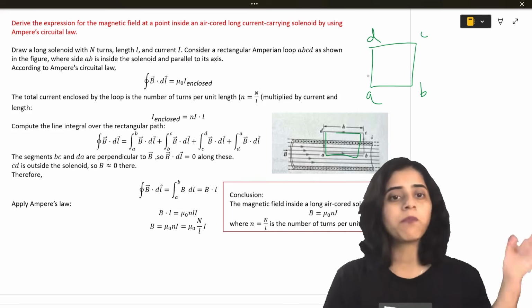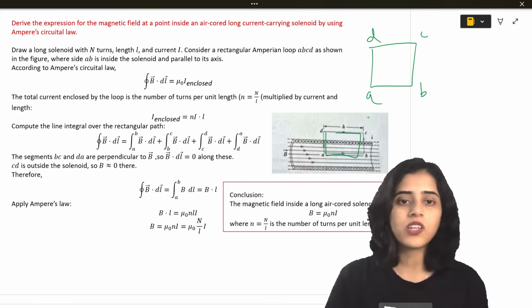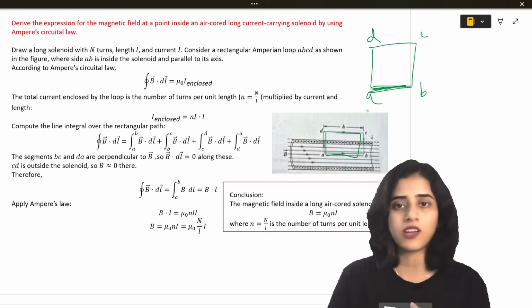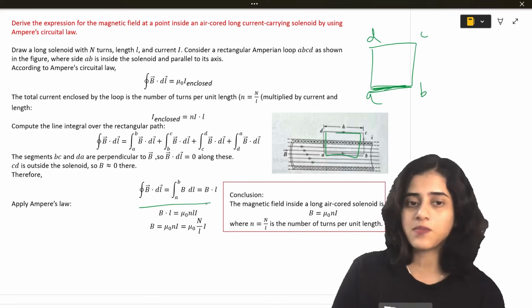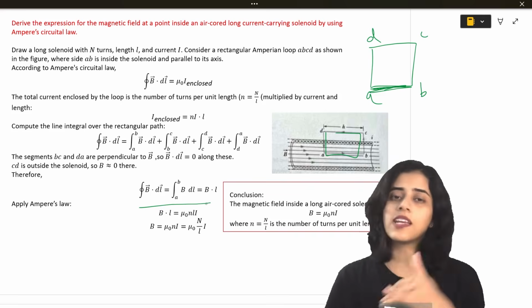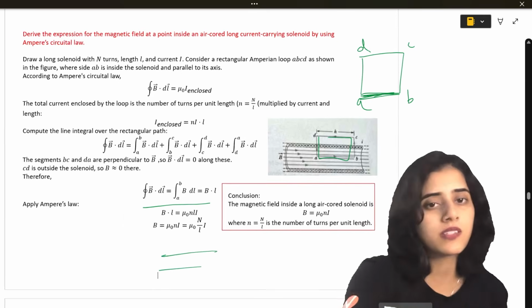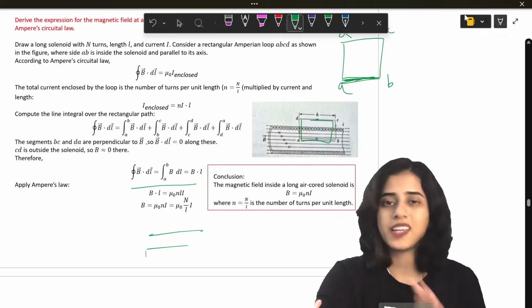The ones that are perpendicular are going to be 0, so you can cancel them out. The only ones remaining are AB, which is inside the solenoid, and DC, which is outside the solenoid. Outside the solenoid the field is zero, so the only one remaining is AB. That's how you take integral B dot dl is equal to B times dl along AB. Then you just substitute the numbers. I hope it's clear and visible to you.